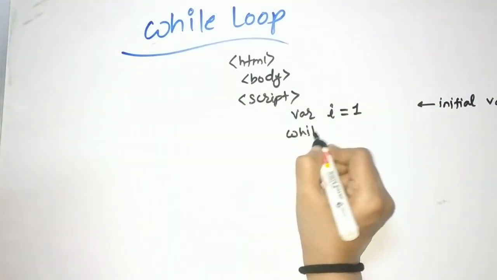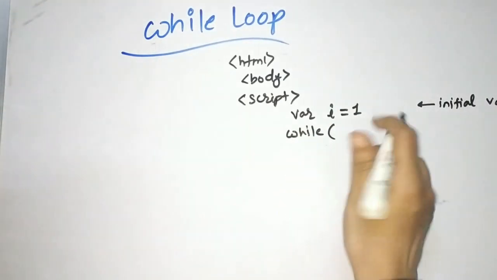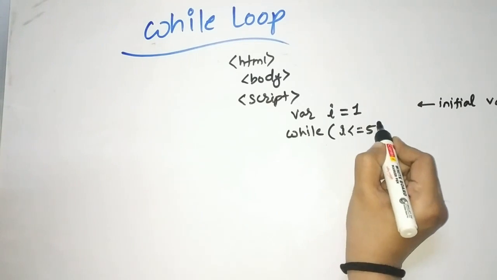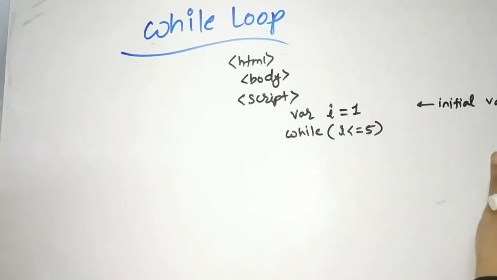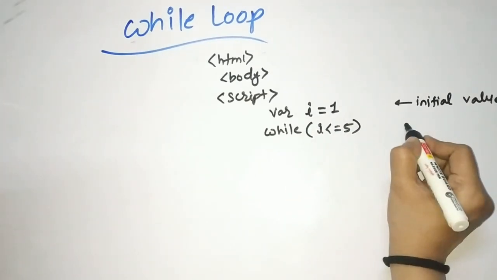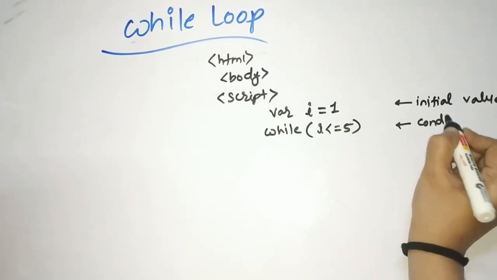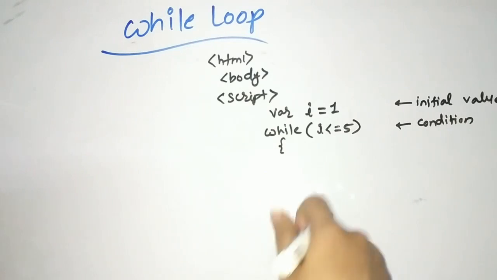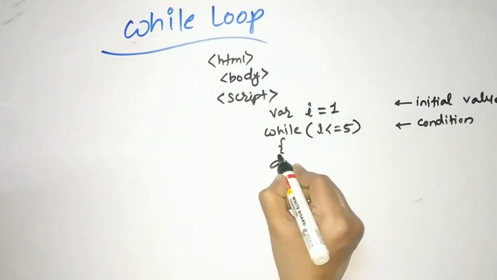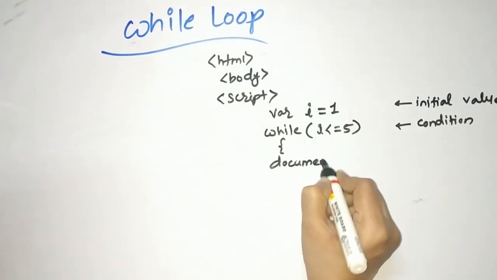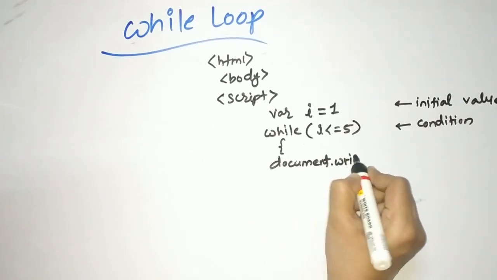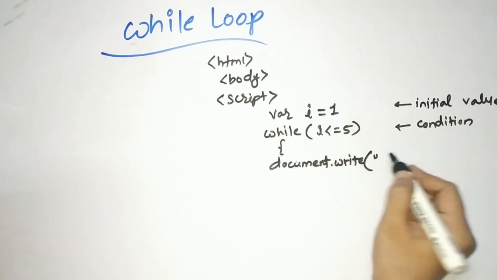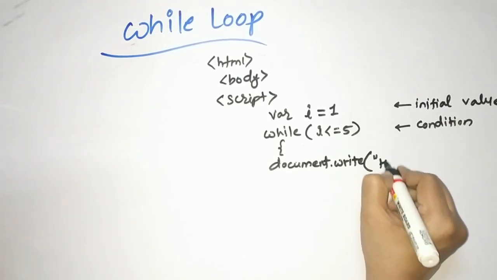We write the condition inside the while loop: while I is less than or equal to 5. Friends, this is a condition. If this condition is true, then the loop is going to execute this command. I'm going to execute document.write, which is a command, and print "Programming is fun", or you can write anything, like "Hi friends".